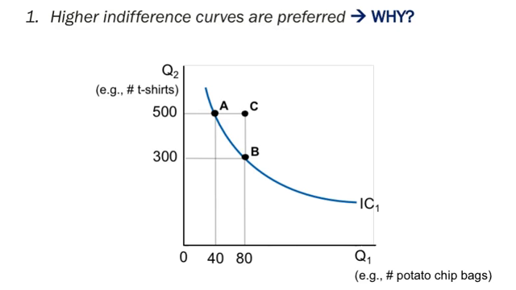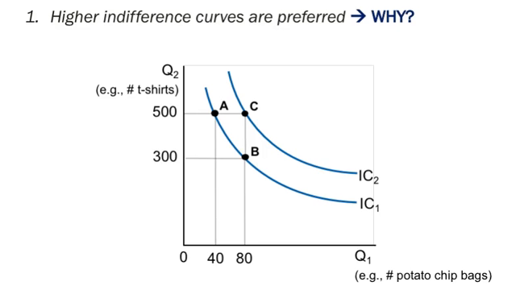Okay, you can make a similar argument if you do a head-to-head comparison between pile of stuff C and B. So a person would clearly be happier with C than with B, because if we're comparing those two piles of stuff, well, they get the same number of potato chips between B and C, but they get even more t-shirts given pile of stuff C.